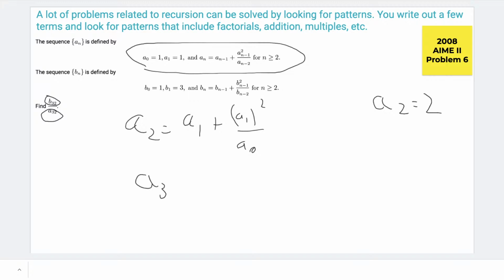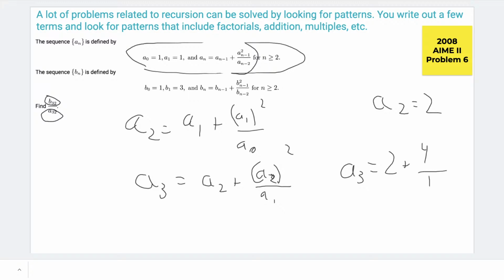Now a of 3 equals a of 2 plus a of 2 squared over a of 1. And we know these values because of the expression they've given us already, so we just use that to find it. If you solve this out, a of 2 is 2, so a of 3 equals 2 plus 2 squared, which is 4, over a of 1, which is 1. So a of 3 equals 6.